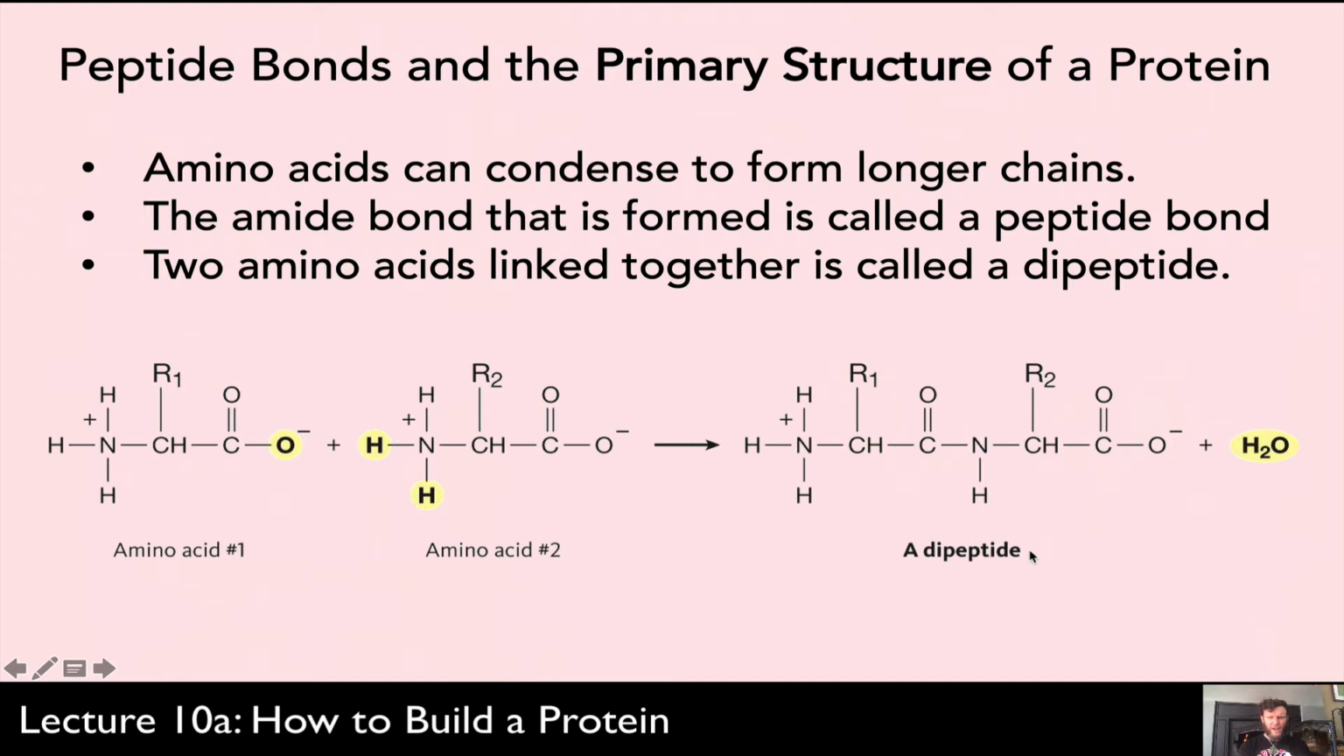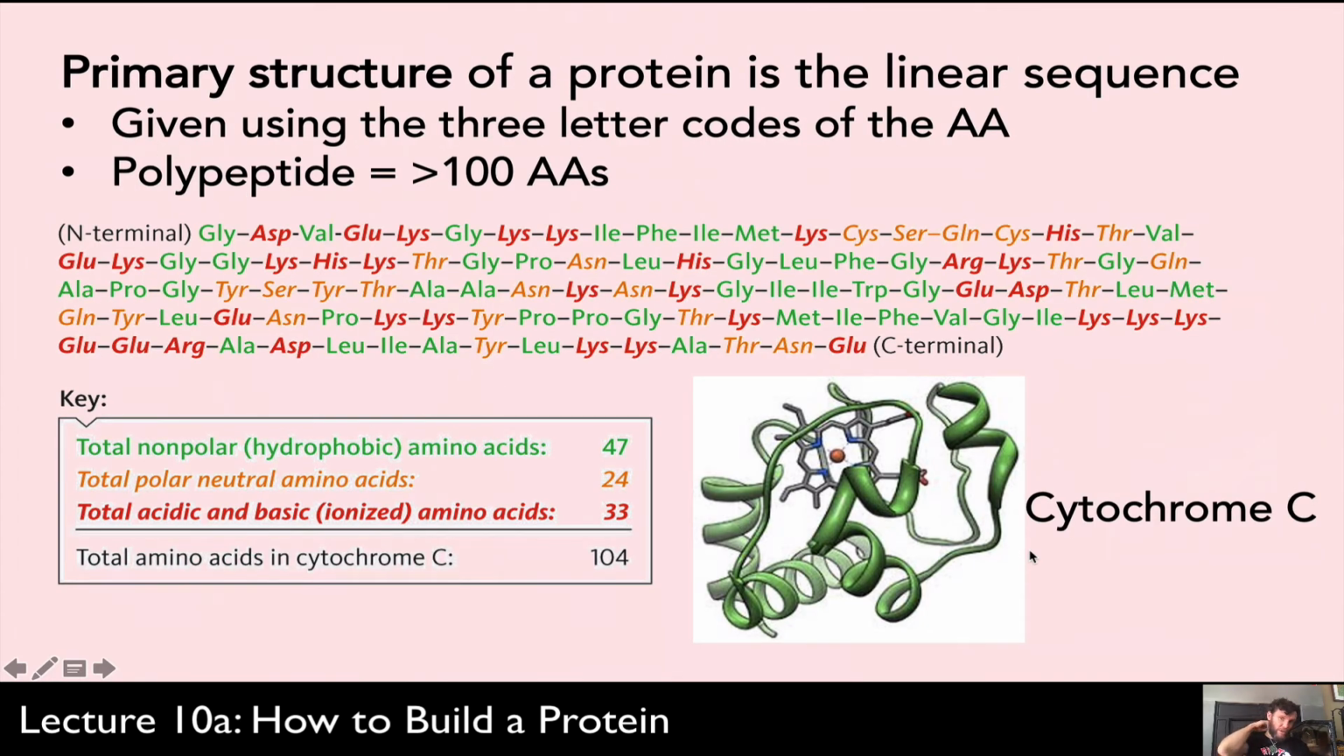And this is a type of dehydration reaction where you can notice that we're removing a water molecule as we form this peptide bond. So the backbone is now NCC-NCC. And we can extend this chain on either end with more peptides. So the primary structure of a protein is simply the linear sequence of amino acids that are all linked up in a chain.